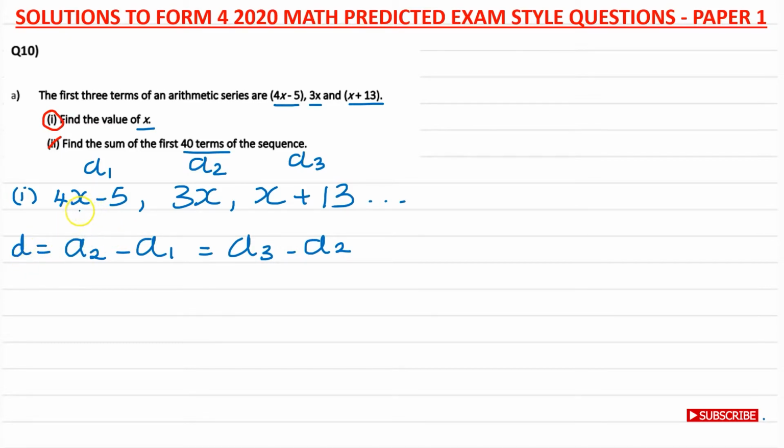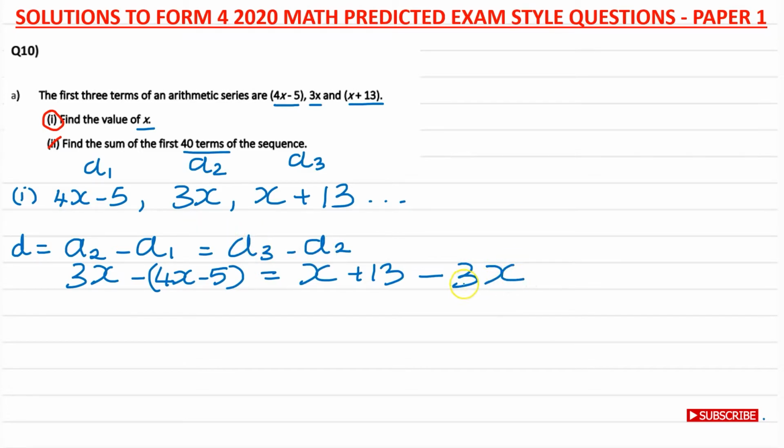So we're going to use our terms as given. A2 is 3x. We're going to take away A1, which is 4x minus 5, so let's put that in a bracket. That's going to be equal to A3, which is x plus 13, and we're going to take away A2, which is 3x. If you take that out of the bracket, you will get 3x minus 4x plus 5, because you have a negative here and a negative there.